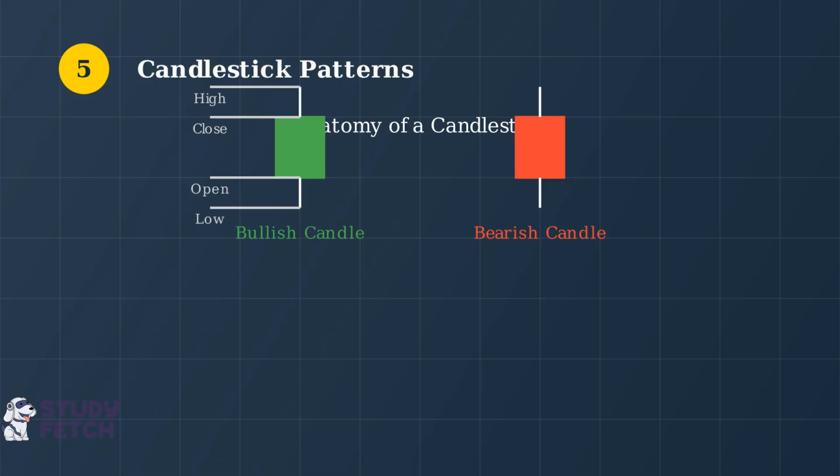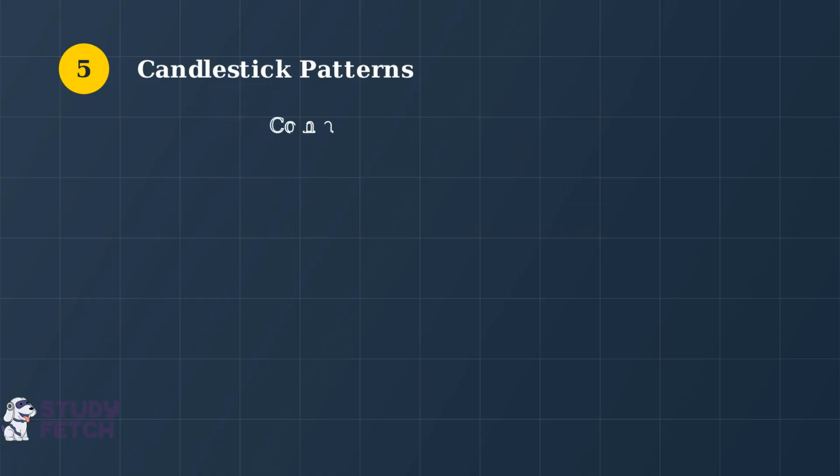In a bullish candle, shown in green, the closing price is higher than the opening price, indicating buying pressure. Conversely, a bearish candle, shown in red, has a closing price lower than the opening price, indicating selling pressure. Now let's examine some key candlestick patterns that traders use to identify potential market reversals or continuations.